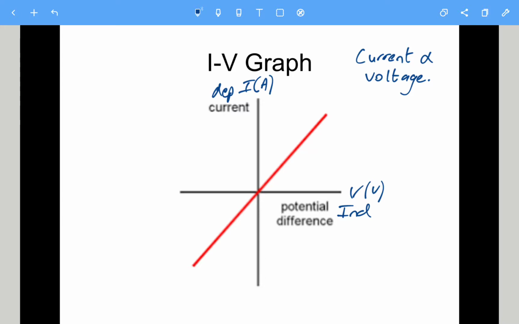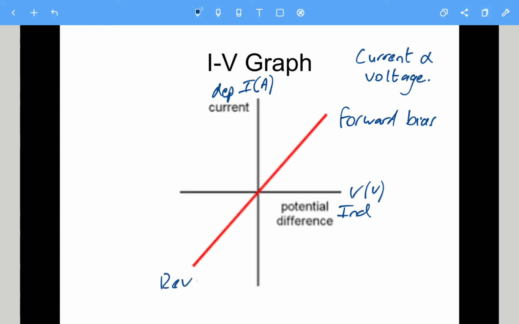So that means basically that if we double the voltage, we should get double the current. If we triple the voltage, we should get triple the current. And you also get the same on this section, this bit, which can be called forward bias. And this is reverse bias.